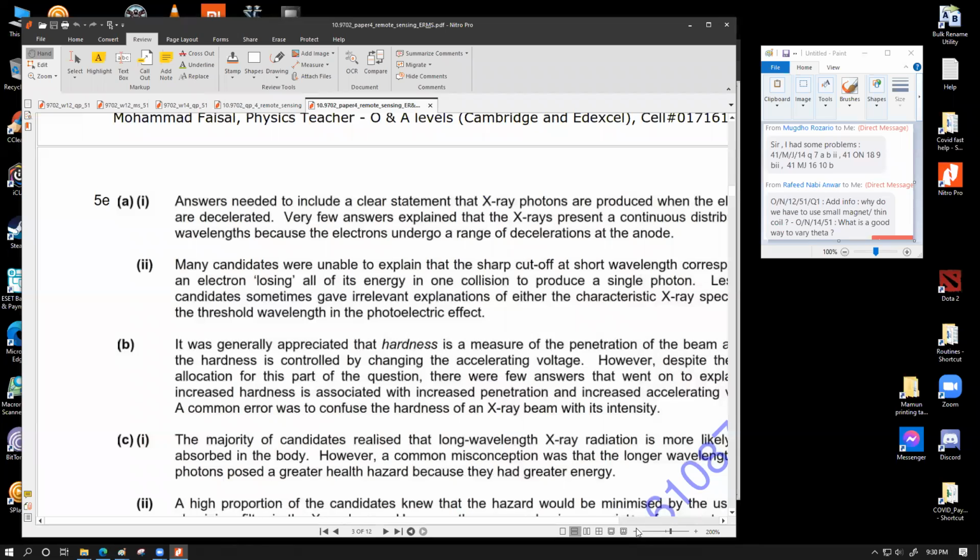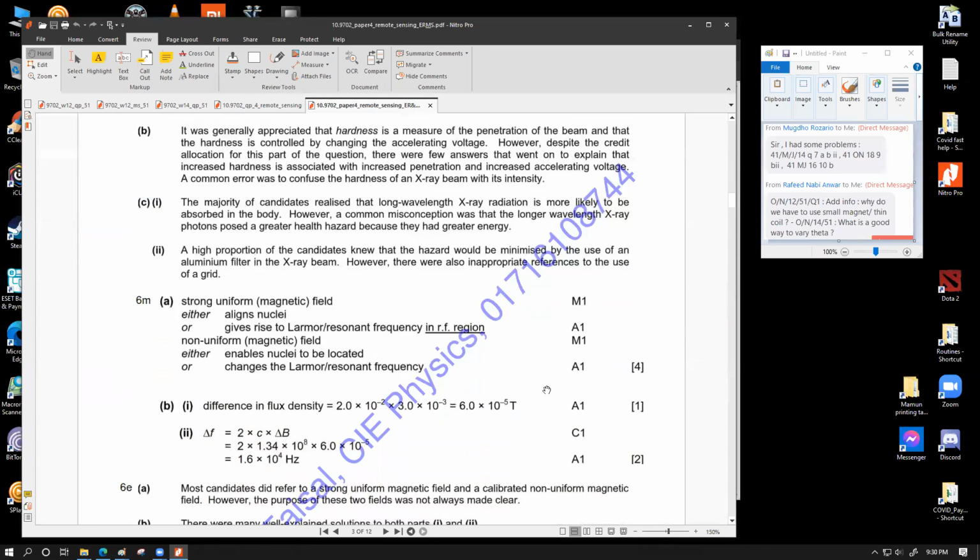Okay. It says a strong uniform magnetic field either aligns the nuclei or gives rise to Larmor frequency in the radio frequency region. Apparently, in the radio frequency region is an underlying information, so you must give this to score that mark. I did not know this, but now you should know.